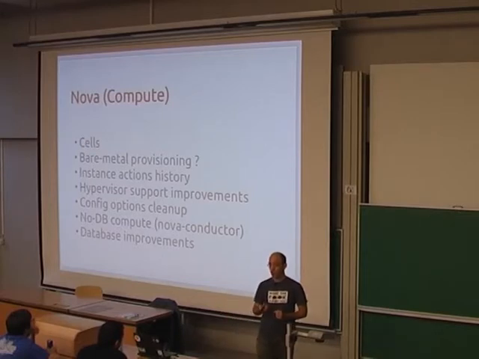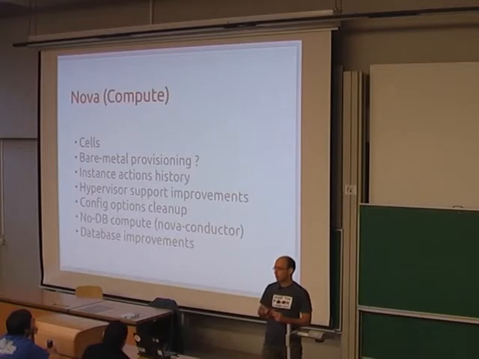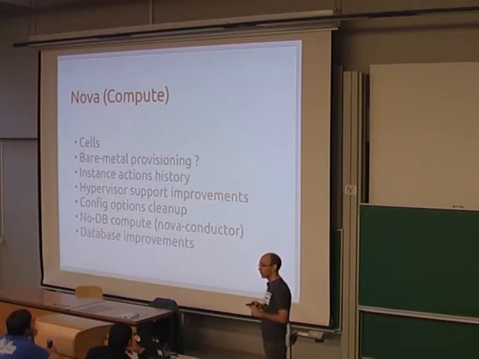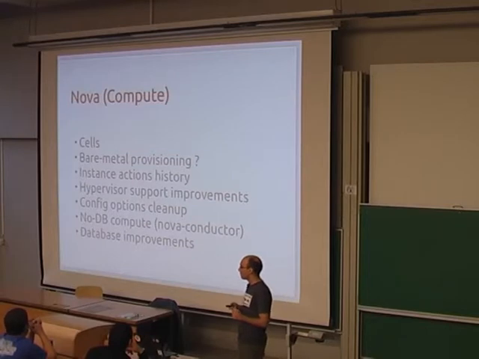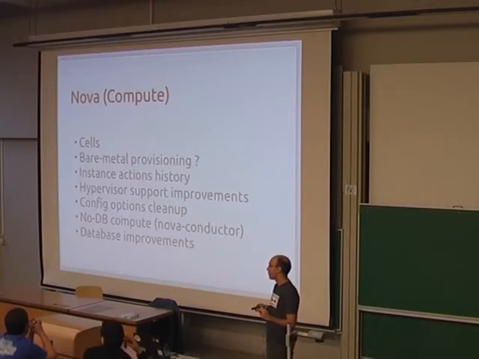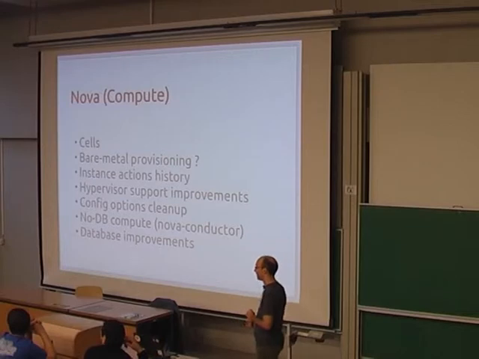We also had a config options cleanup. There were more than 527, I think, configuration options in Nova, and we are supposed to have reduced them to a more reasonable set. I don't know, Mark, if you know how much we have now. Config options. Oh, at 550. Oh, right.